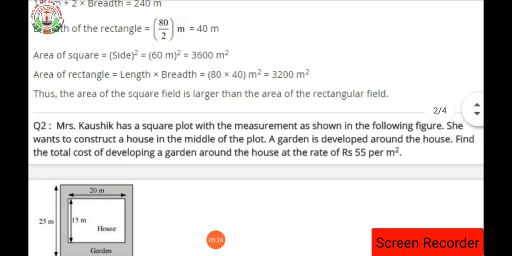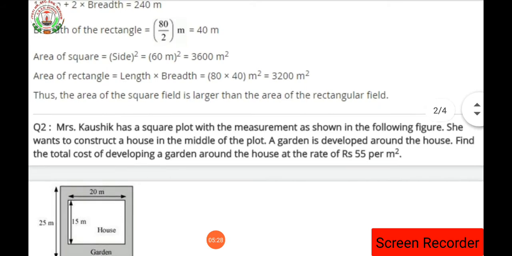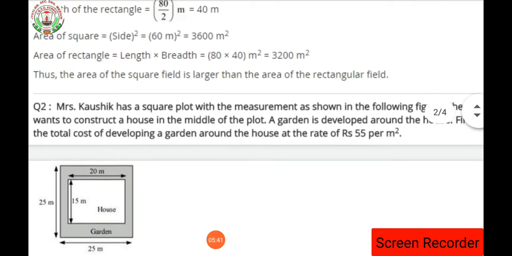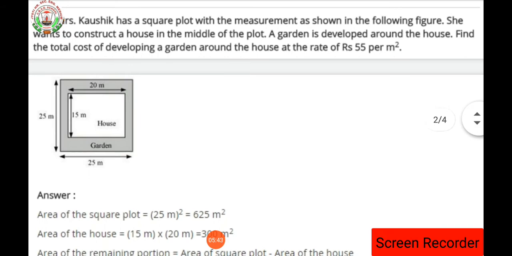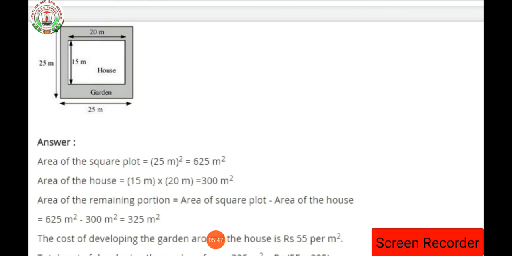Here question number 2 says that Mrs. Kosik has a square plot with the measurements as shown in the following figure. She wants to construct a house in the middle of the plot. A garden is developed around the house. Find the total cost of developing the garden around the house at the rate of rupees 55 per meter square. Here the figure is given, and with the help of this figure we are going to find the answer.